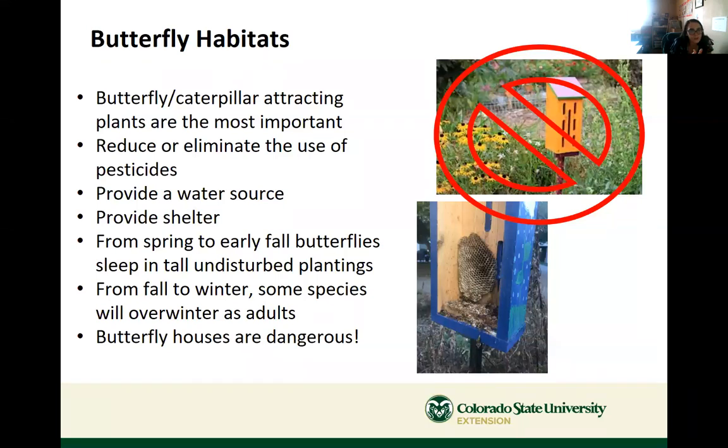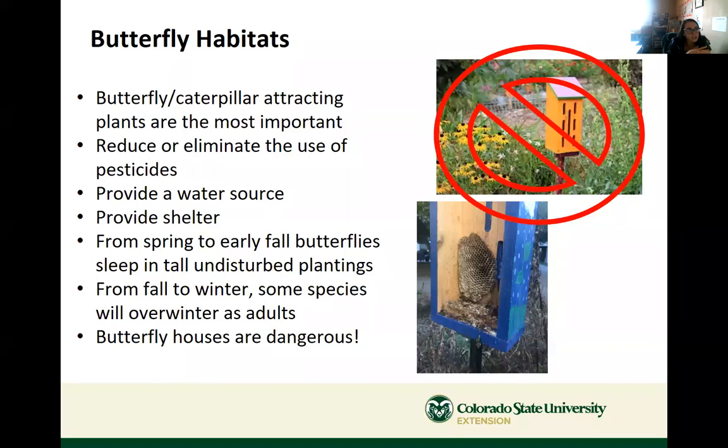And of course, reduce or eliminate pesticides. It's always good to have a water source. If you have a bird bath or something like that, maybe put a few stones in it so that the butterflies have somewhere to land and they can take a little break in your bird bath. Shelter is just going to be on those plants. From spring to early fall, they're going to sleep in tall, undisturbed plantings.